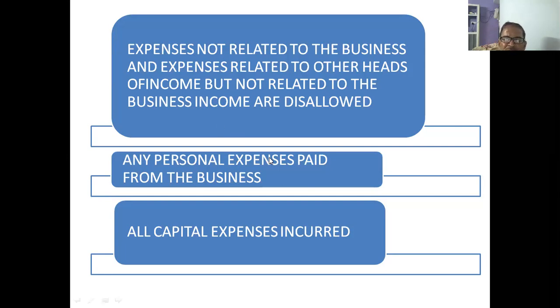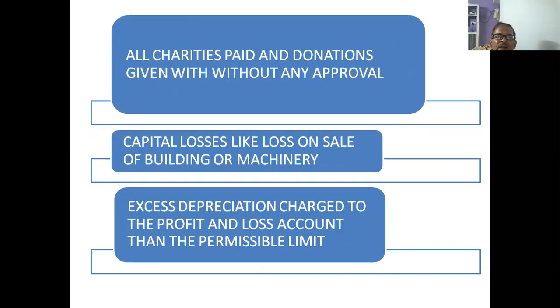Now, any personal expenses paid from the business are also disallowed. Okay, that should be added back to the net profit. Now, all the capital expenses incurred. What are capital expenses? Those expenses which are incurred only once in a while, not every time. Purchase of machine, purchase of building, purchase of land. These expenses are called capital expenses and cannot be allowed since it is capital expenditure. We only allow revenue expenses, which are recurring. Capital expenses are non-recurring, once in a lifetime, once in a while, once in a year.